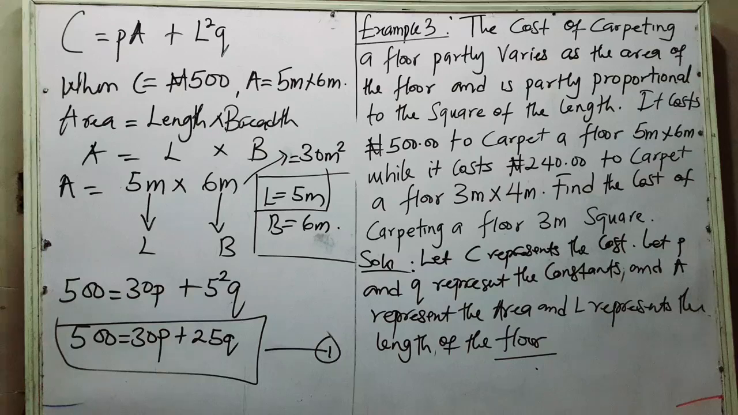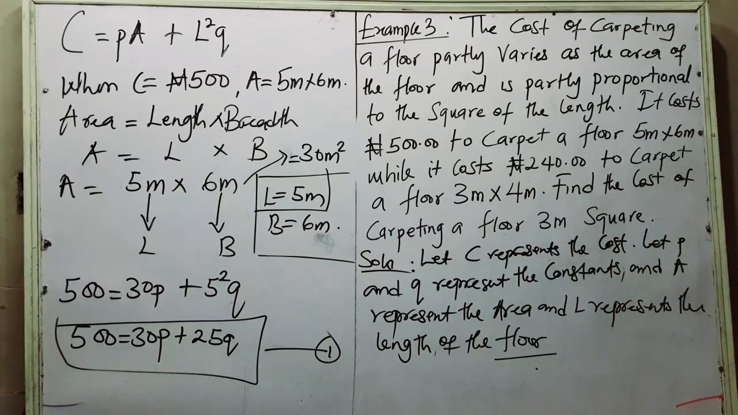Let me try to explain the way I deduced the first equation. So that you get it clearly, we represent our equation by C is equal to PA plus L squared Q. C is the cost, P and Q are the constants, A is the area, while L is the length. And from the question, it said the cost of carpeting the floor partly varies as the area of the floor and partly is proportional to the square of the length.